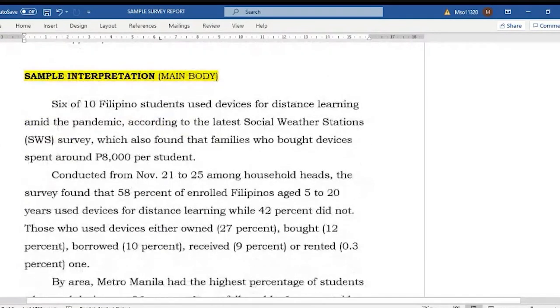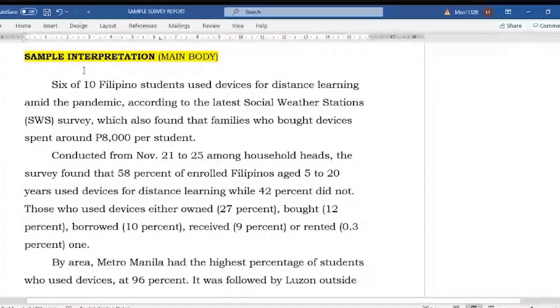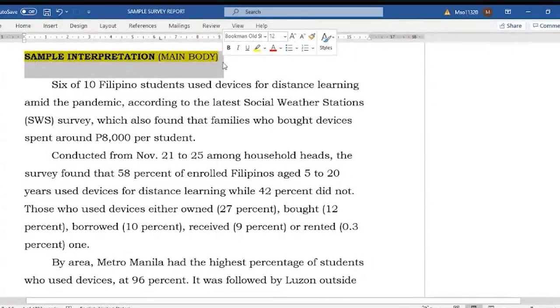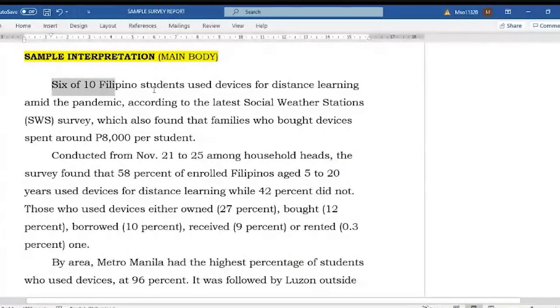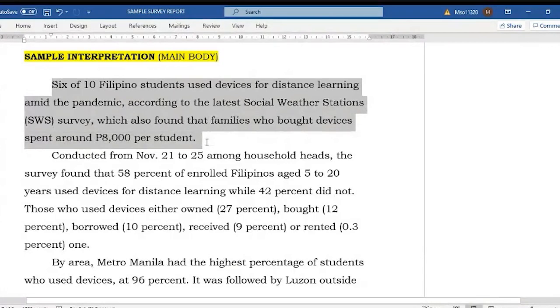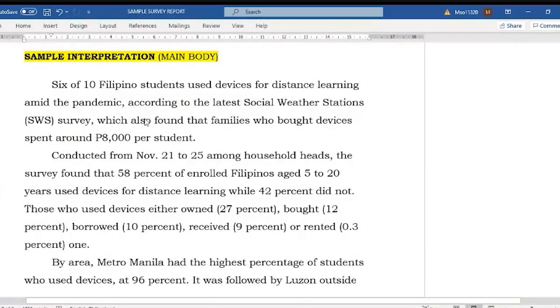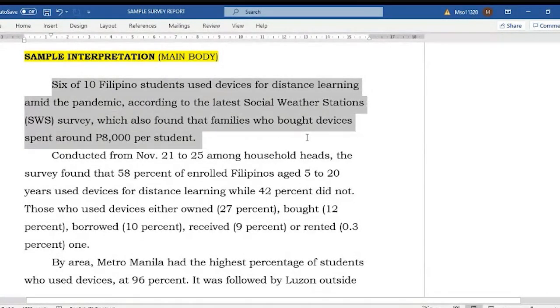Another sample, this one is taken. So again, this is a sample interpretation in the main body. Okay? Because you will not find here the background. So this is the body, how one should discuss the body of your survey report. 6 of 10 Filipino students used devices for distance learning amid the pandemic, according to the latest Social Weather Stations survey, which also found that families who bought devices spent around 8,000 pesos per student.